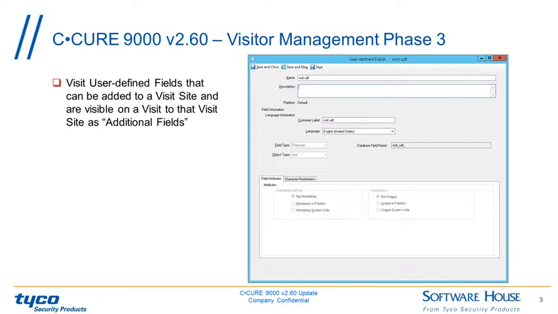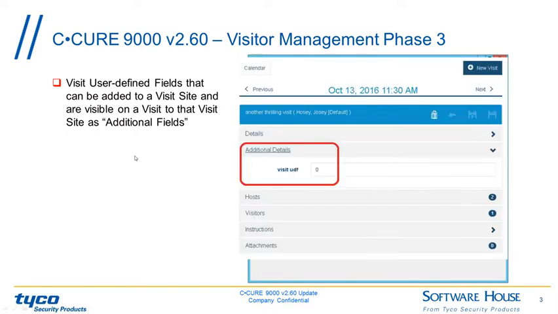Visitor management, user-defined fields. So as you can see on the screen, you can define object type visit as a new type of user-defined field. And again, I showed you this before, but we'll talk a little bit about it in relation to visits. So it's visible on the visit site as an additional field, and it shows in the visitor management screens on the application.